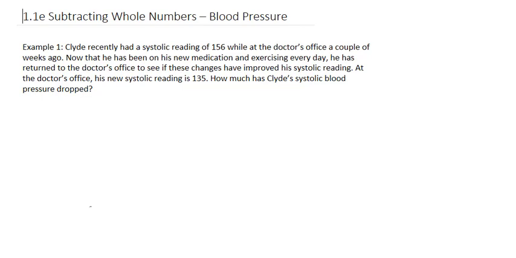To subtract, we line up the place values and work from right to left. This is the same process that we use when adding whole numbers. Therefore, looking at the example of Clyde, we would start by lining up the starting number, 156, and then write 135 directly below it.